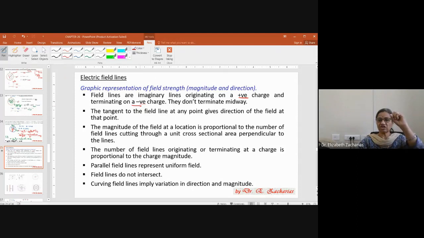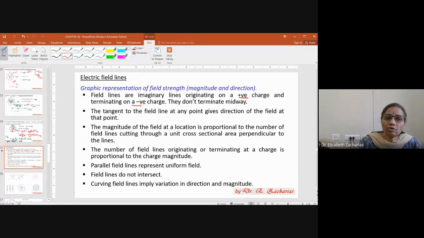If I have a positive charge, you've seen how the electric field lines look like this. Where is it starting from? It is starting from the positive charge. Similarly, if I have a negative point charge, the field lines will be coming in, ending there. That's why it is radially in. It will end there. It will not stop somewhere in air.